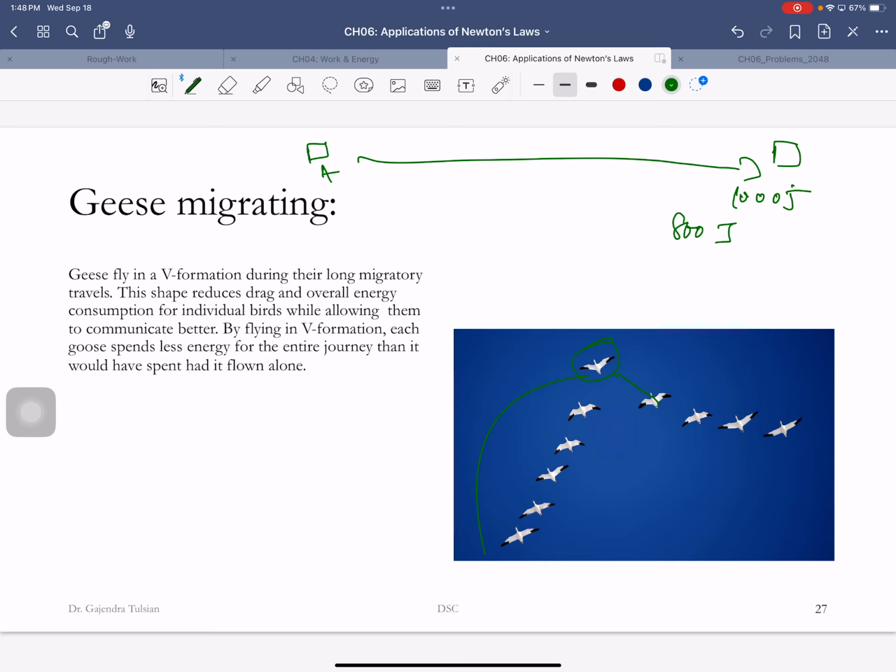In fact, you've seen this when bicyclists go drafting, and if you're drafting at the right distance and so on, you can reduce the drag forces by up to 50%. So if you do it right, instead of 1,000 joules, you can take 500 joules to go from point A to B. You're going to do it every time.